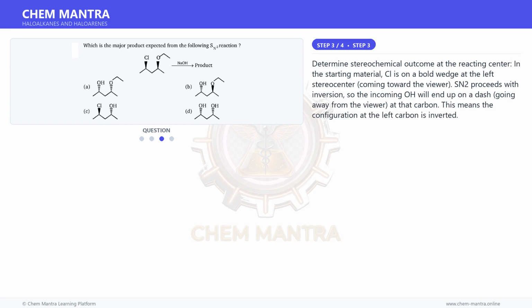Moving on to the next step. Determine stereochemical outcome at the reacting center. In the starting material, Cl is on a bold wedge at the left stereocenter, coming toward the viewer. SN2 proceeds with inversion, so the incoming OH will end up on a dash, going away from the viewer at that carbon. This means the configuration at the left carbon is inverted.